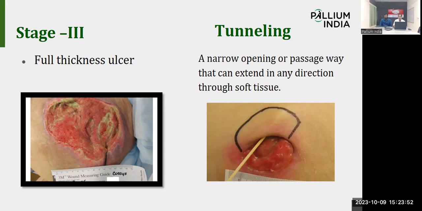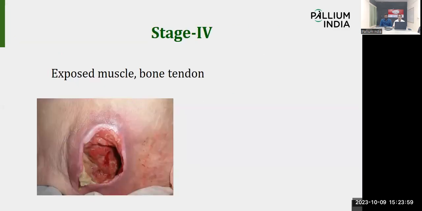And next is stage 4. Stage 4 is mainly exposed muscle, bone, tendon. Whenever we see an exposed muscle, bone, or tendon, that is called stage 4. That means epidermis, dermis, subcutaneous layer, and muscle and deep tendon, everything is visible. So that stage is called stage 4.